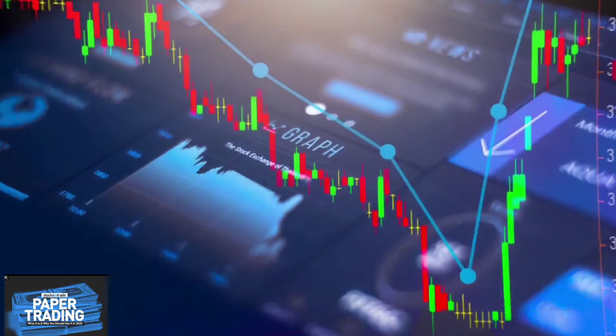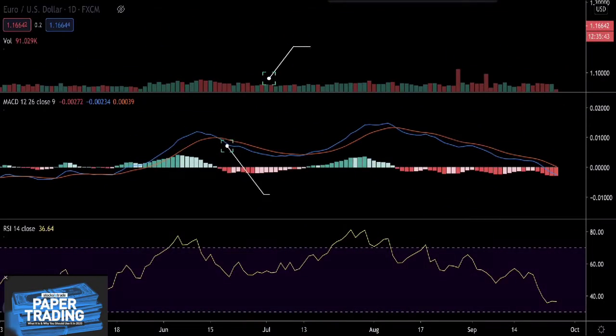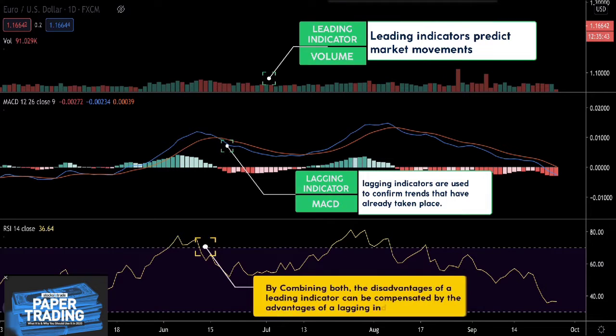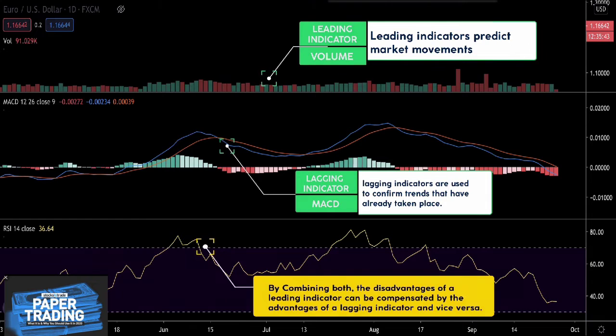The most obvious difference between the two is that leading indicators predict market movements while lagging indicators are used to confirm trends that have already taken place. Both leading and lagging indicators have their pros and cons, and therefore you should combine both. This way, the disadvantages of a leading indicator can be compensated by the advantages of a lagging indicator and vice versa.